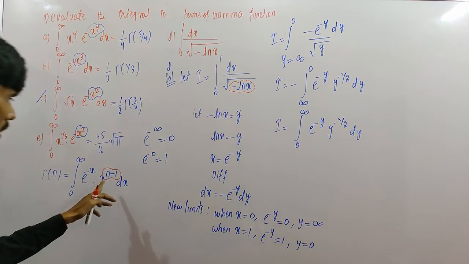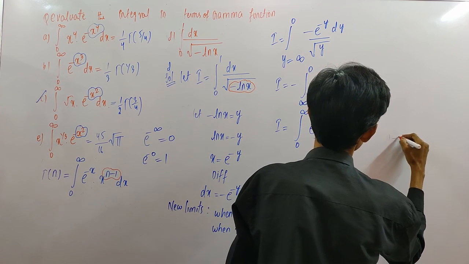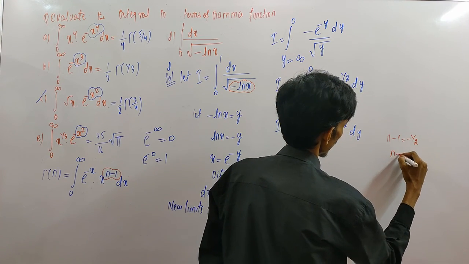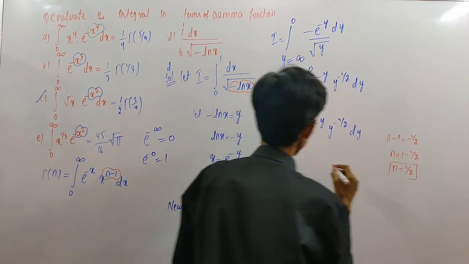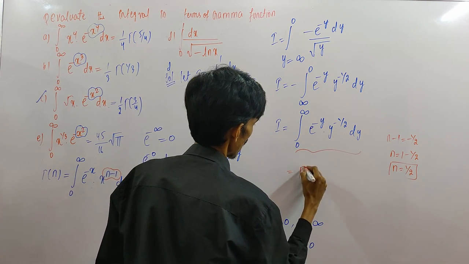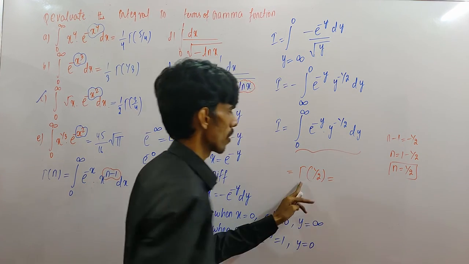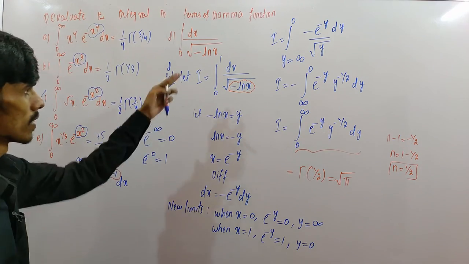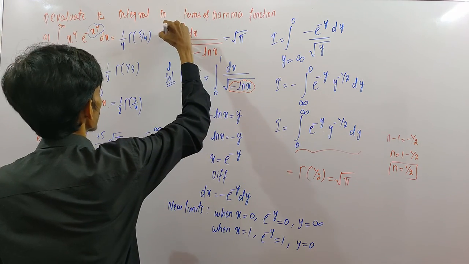Now n minus 1 here we have. By comparing the n minus 1 value we have minus 1 by 2. So n value is 1 minus 1 by 2, n equals 1 by 2. So this complete integral is replaced by gamma of n value, gamma of 1 by 2. So gamma of 1 by 2 value is root pi. Hence the answer for this question is root pi. This is a very important question.